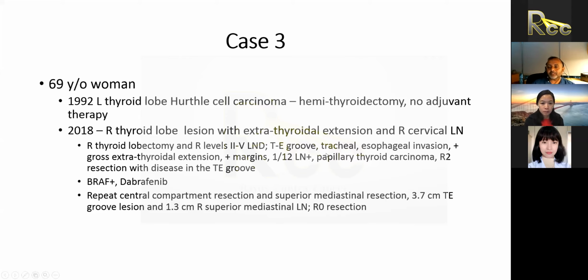And at the time of surgery, there was disease noted in the TE groove. There was frank tracheal and esophageal invasion. And so, this resection was an R2 resection. There was disease left behind right by the tracheoesophageal groove in this patient with positive margins. One lymph node was positive out of 12 in that neck.